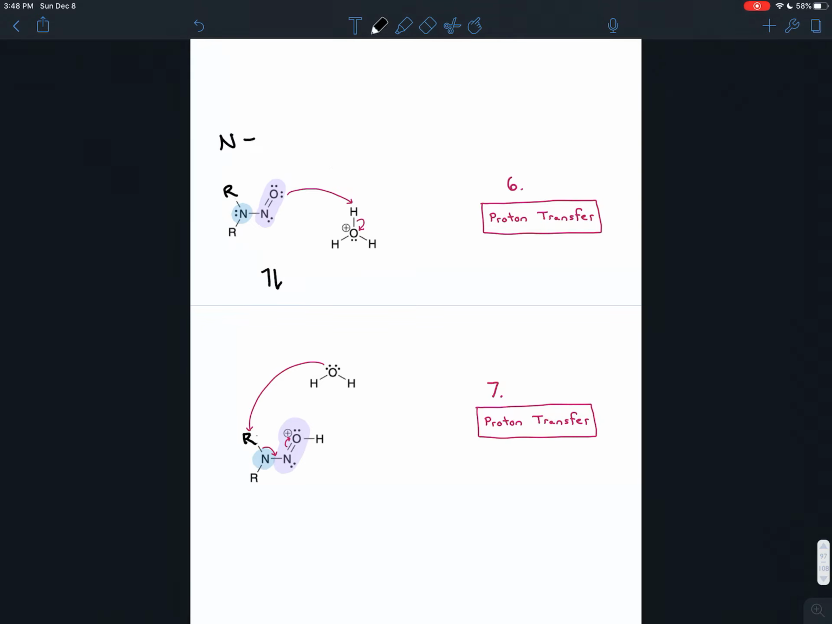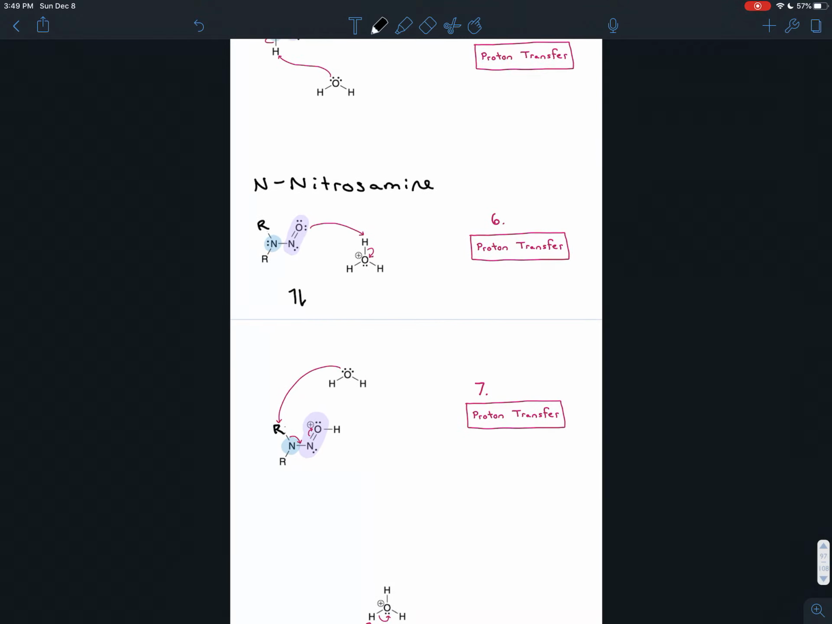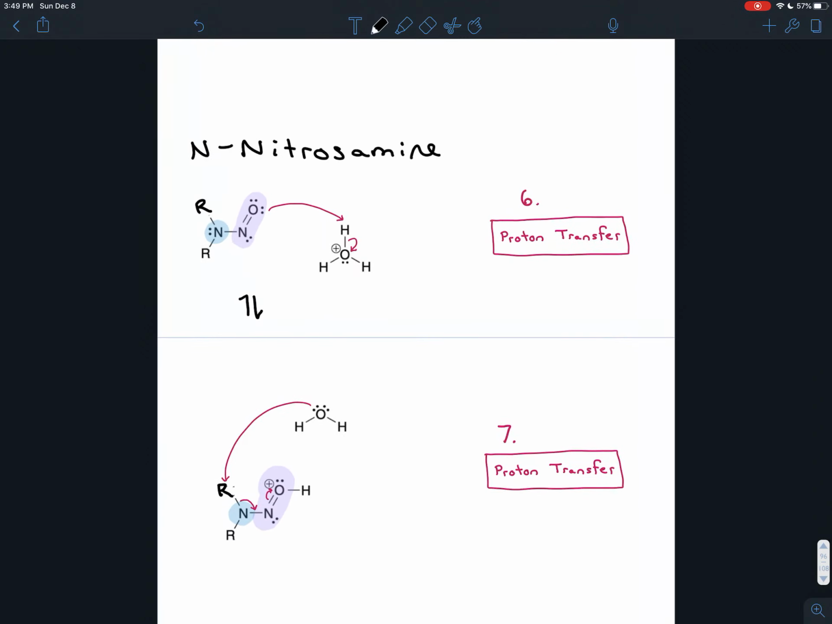This is called an N-nitrosamine. You have a nitroso group attached to the N, the nitrogen of your amine. So if you start with a secondary amine, then you get an N-nitrosamine. If you're trying to predict the product, you would erase the hydrogen on the secondary amine and fill it in with a nitrogen double bonded to an oxygen.